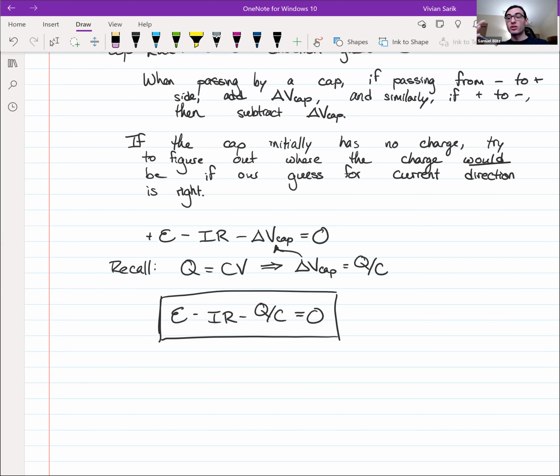So this is just a word of warning. You can't change I without changing Q, right? They're related to each other by this equation. So if you increase the charge, then that means that you have to decrease the current and vice versa, because if Q goes up, that means that I has to go down to keep the whole thing equal to 0.